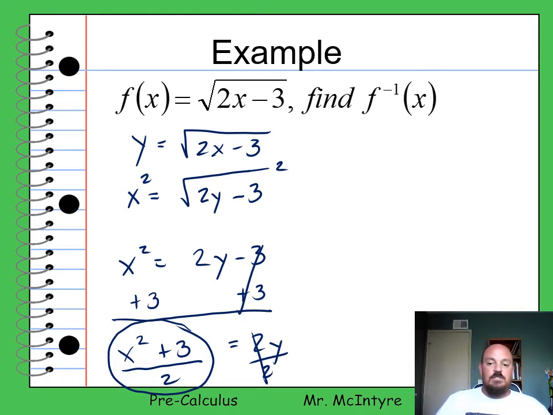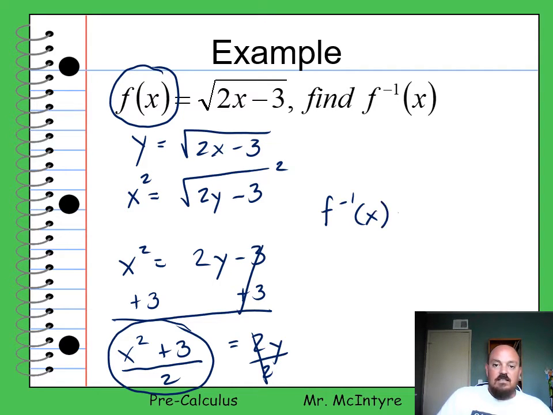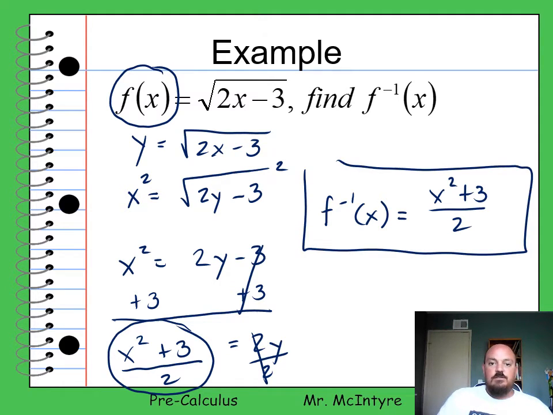But what I want to do is just rename it. So if I look back at the original problem up here, the original function, before I change it to y, was called f of x. That makes what I circled at the bottom its inverse, f inverse of x. So for my final answer, I'm going to say f inverse of x equals, and then just copy the exact function, x squared plus 3 over 2. And that right there is your final answer.